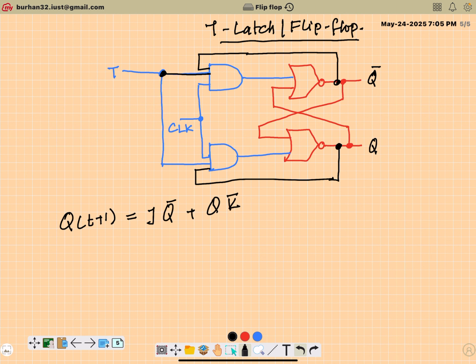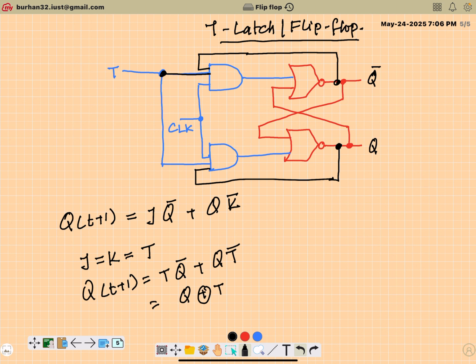Right? And for a T latch or a T flip-flop, J is equivalent to K is equivalent to T. So I will have Q(T+1) equivalent to T Q bar plus Q T bar, or you can say it is simply Q XOR T. Again, this is at time T.